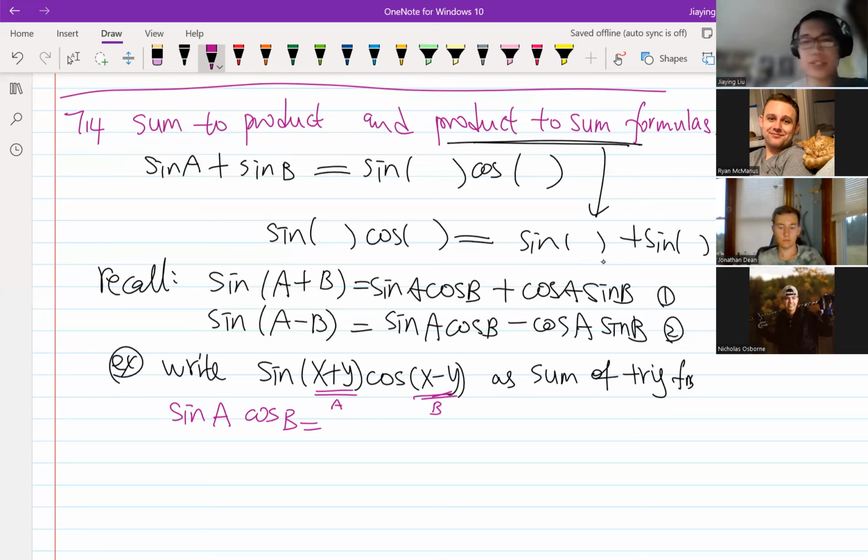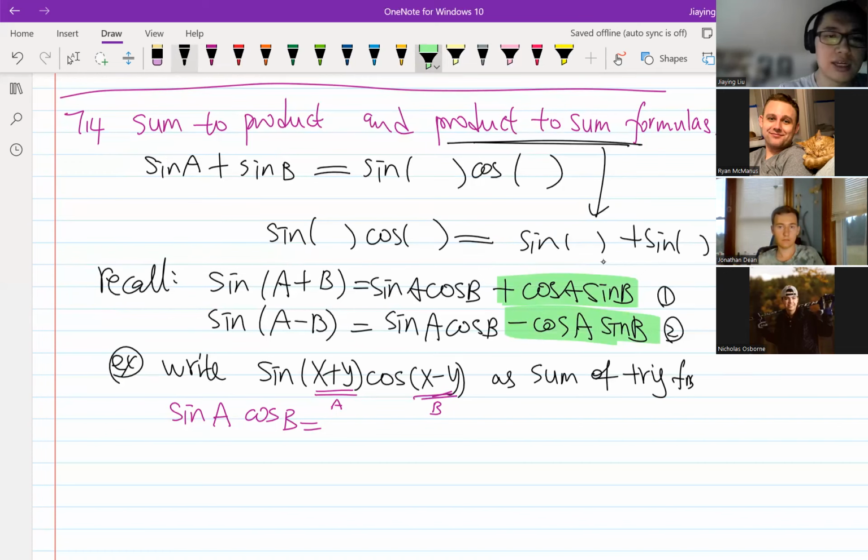If we look back 2 lines above, we get the first and the second formulas: sine A plus B and sine A minus B. And on the right side, we have these products. If we simply add the first and second equation, as you can see, those last 2 terms will cancel because one is positive, one is negative, and that leaves sine A cosine B as a product. So that's what we're going to use.